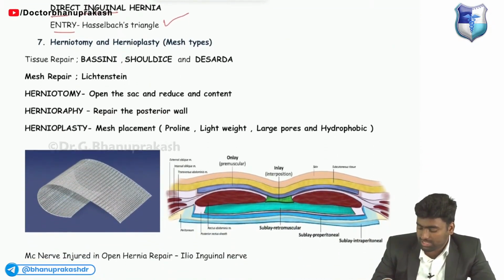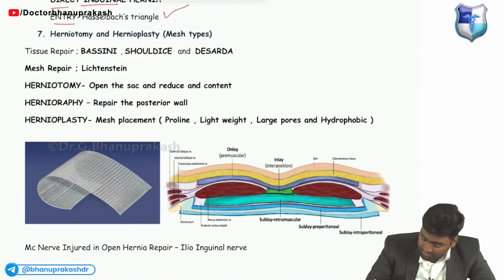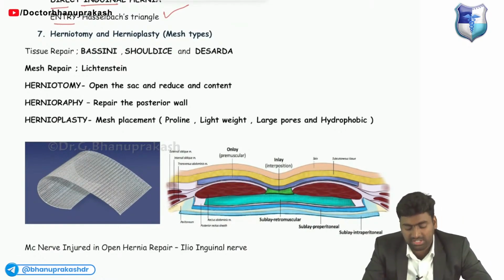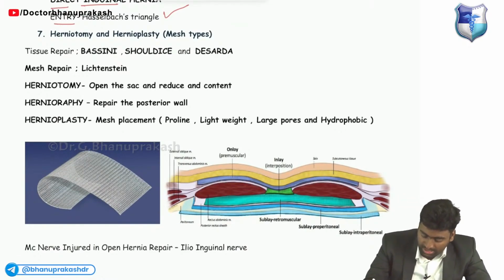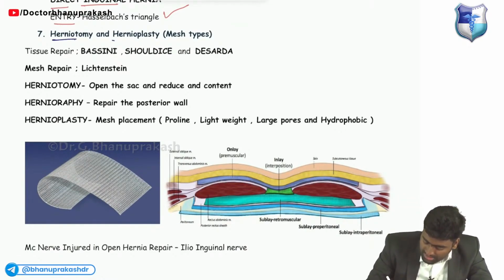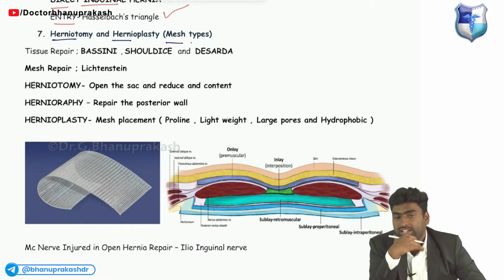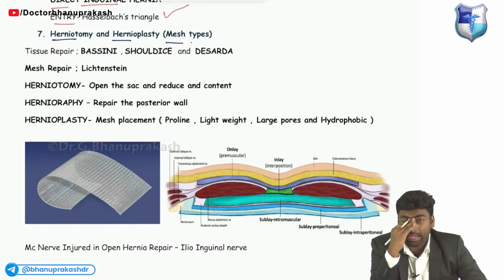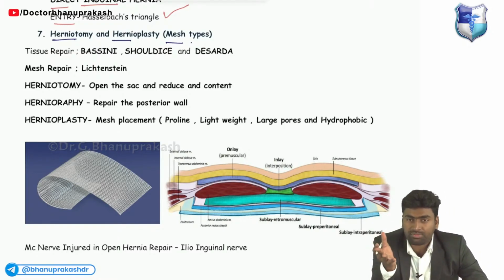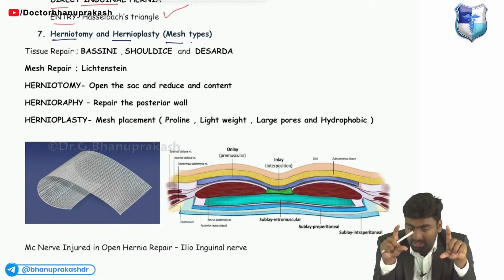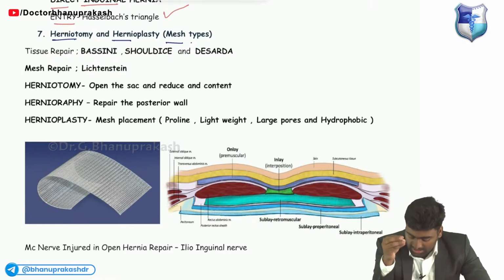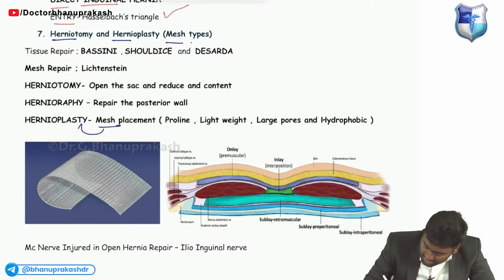Next, what are the procedures which we do for this? We use Nyhus classification for hernia as well. Remember it. And what are the surgeries which we can do for these hernias? In the case of direct and indirect hernia, we do different types of surgeries, like we can keep a mesh. If you keep a mesh, it is known as hernioplasty.